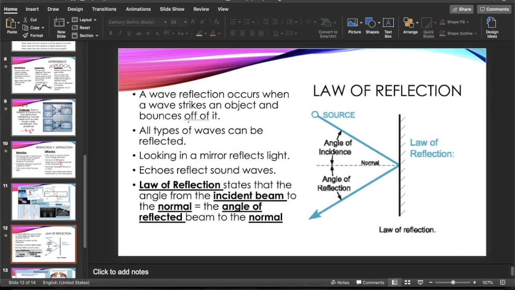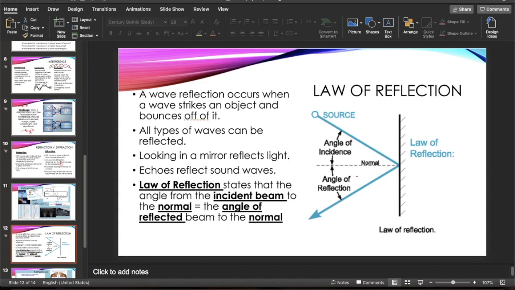All right, so wave reflection occurs when a wave strikes an object and bounces off of that. All types of waves can be reflected. Looking in a mirror reflects light, and echoes reflect sound. So the law of reflection states that the angle from the incident beam to the normal equals the angle of the reflected beam to the normal. And what does that mean? If we remember back when we were talking about forces, that normal force is the force that the wall or something is applying back to you when you apply that force.